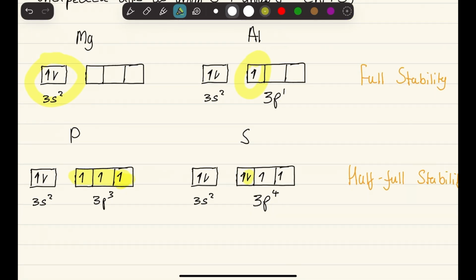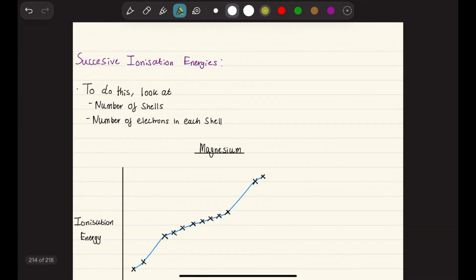So it's just about disrupting stability, yeah? With the first one, group 2 to group 3, we're disrupting the full stability of the s orbital. When it's from group 5 to group 6, we are disrupting the half full stability of the p subshell. Hope that makes sense. Okay, and we now need to talk about successive ionization energies.